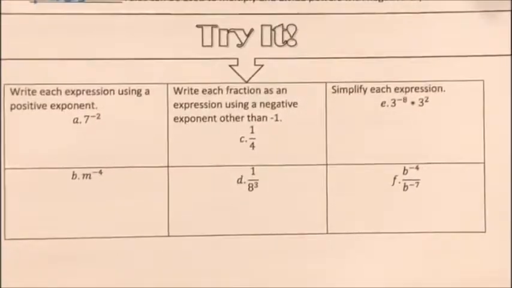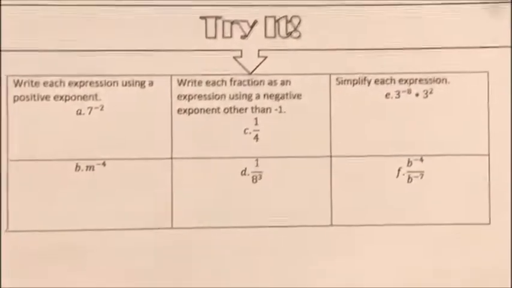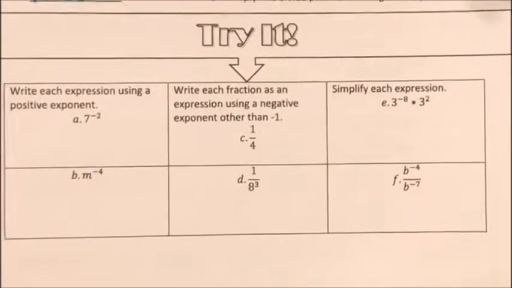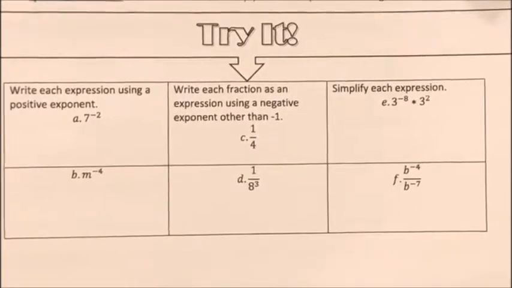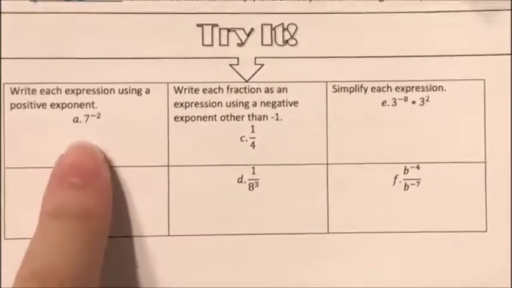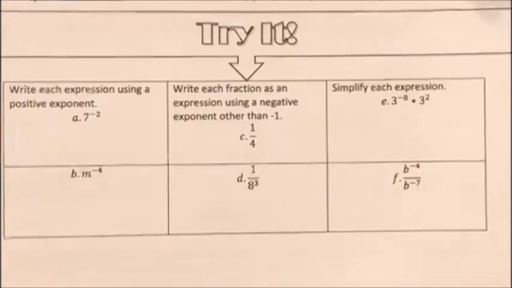All right, so now that you've looked at the try it problems, let's try them out together. So the first one, write each expression using a positive exponent. So A says 7 to the negative 2 power, okay? So remember, with negative exponents, so this is A.